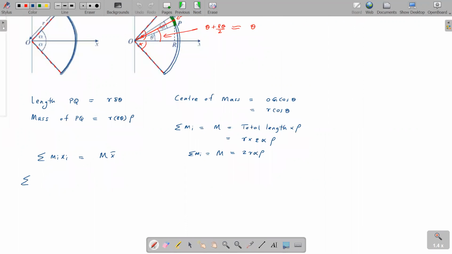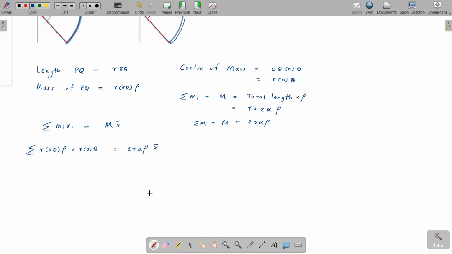So we have here sigma mass is R delta theta rho, that's the mass of one strip, multiplied by center of mass R cos theta, equals total mass 2R alpha rho into x bar. All right, guys. So now let's integrate. As delta theta goes to 0, the summation becomes an integral. So you have here R into R square rho, you can take it out, R square cos theta, delta theta becomes d theta. On the other side, 2r alpha rho x bar. So cut off the rho value.